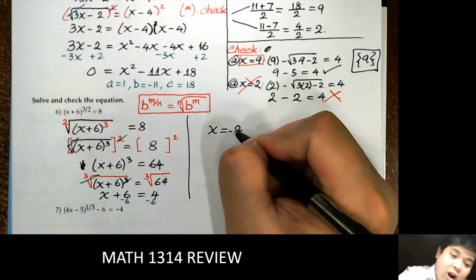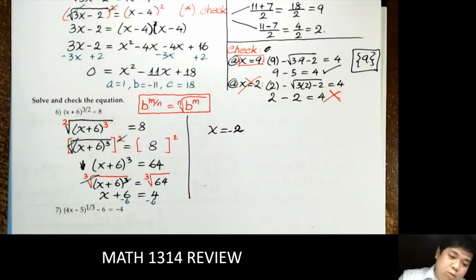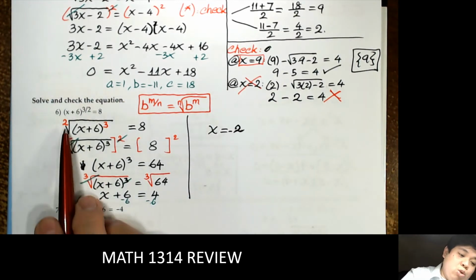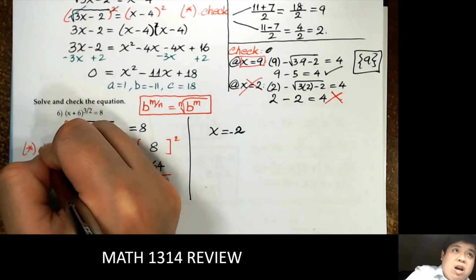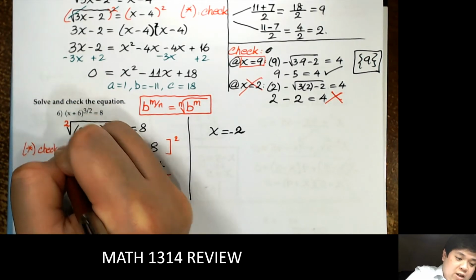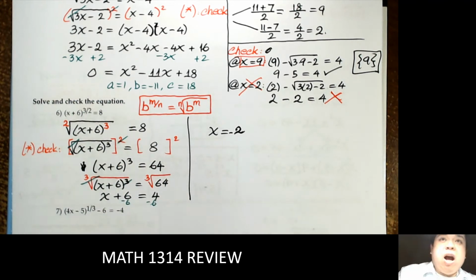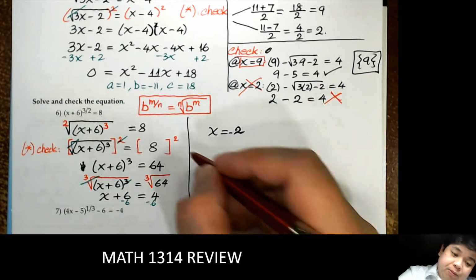Just one thing we forgot. Remember, every time we square both sides, we have to check the answer. So on this one, we definitely have to check, because we raise both sides to an even power. Always have to check.